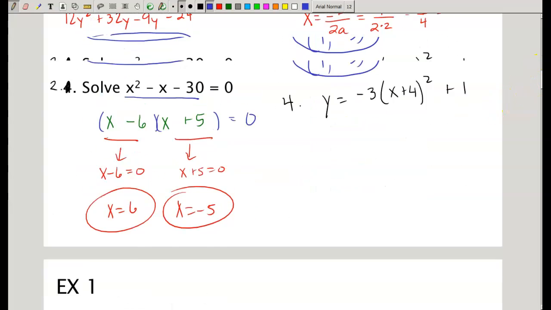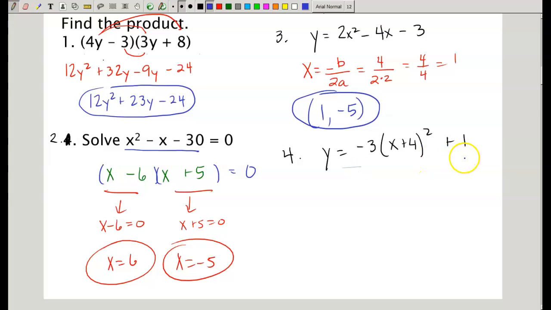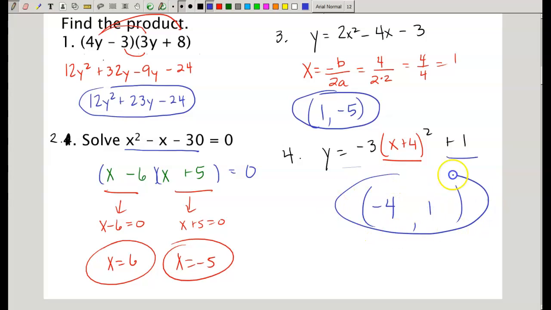Number 4 is already in vertex form. So all you need to do is look to the parentheses and then look to the h and the k value. My vertex x value is going to be negative 4. Remember, it's the opposite of that plus 4. In other words, you could ask yourself, in that parentheses, what x value would make that 0? Negative 4 would do that, because negative 4 plus 4 is 0. So negative 4 is the x, and then the y is going to be 1. So there's my vertex.